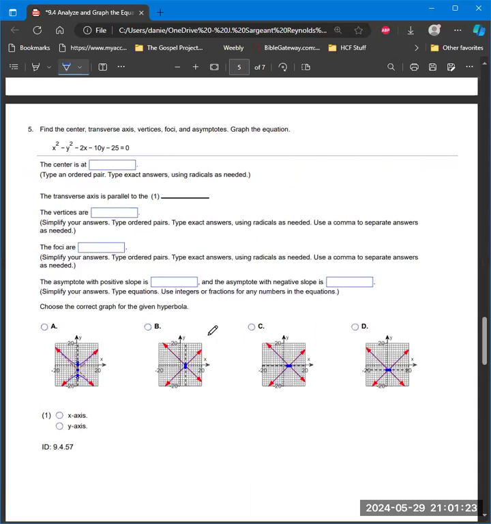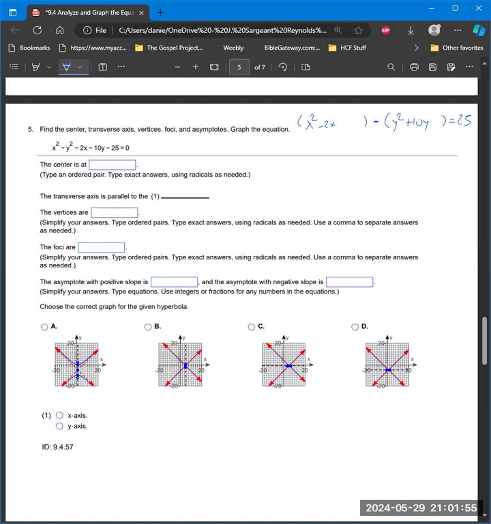Now we're going to have to complete the square here on this one. So x² − 2x. Then I'm going to have a minus that I'm going to factor out, a negative here. It's going to be y² + 10y when I factor out that negative. And I'm going to move the 25 over to the other side. I'm just going to do all that in my first step.